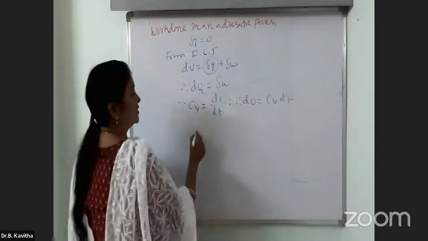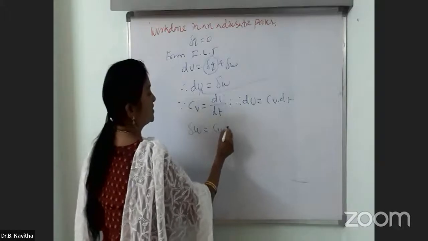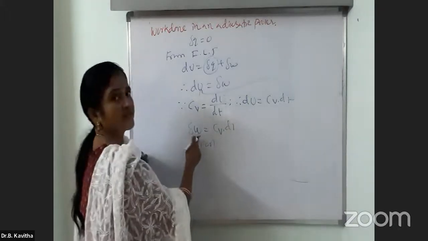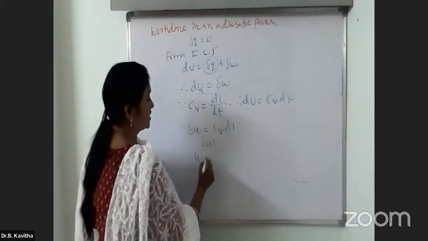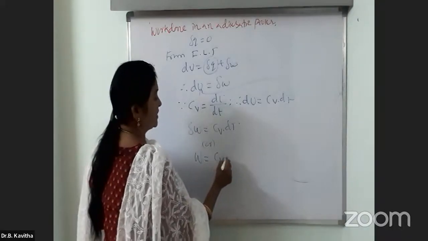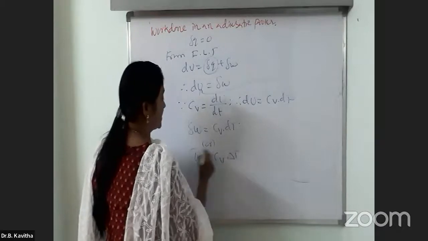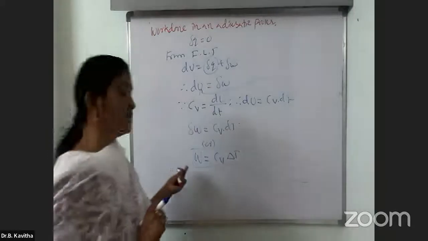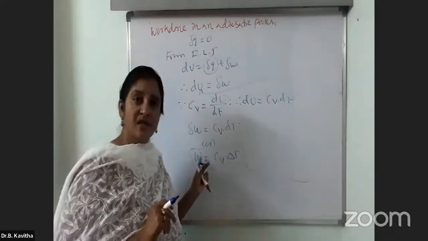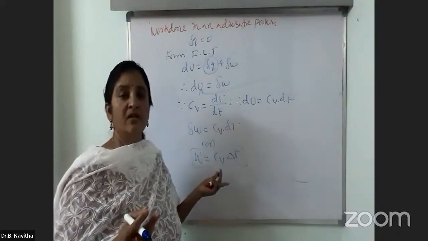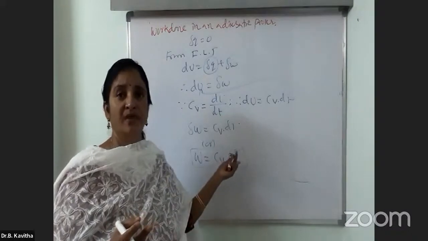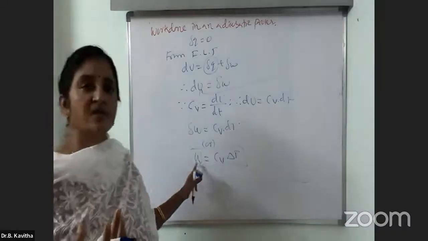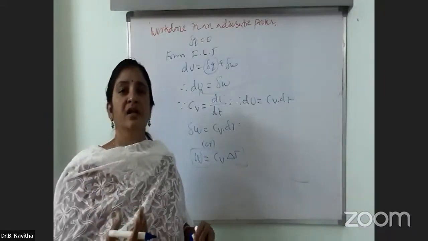To substitute the value here, what you will get? dW. dW is how much? CV into dT. This is for the small changes. For large changes, how can you write this equation? W is equal to CV into delta T. This is one of the very, very important equations, because they may ask you problems based on this equation. If they give you the CV value in the problem and two temperature values, how will you calculate the work done? Simply use this equation, and you can calculate the work done in this process.